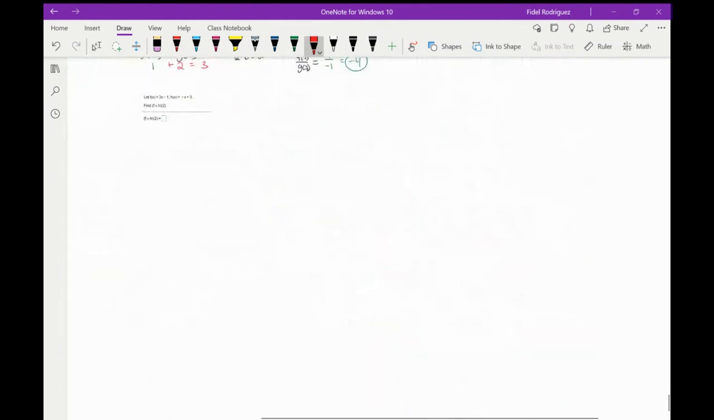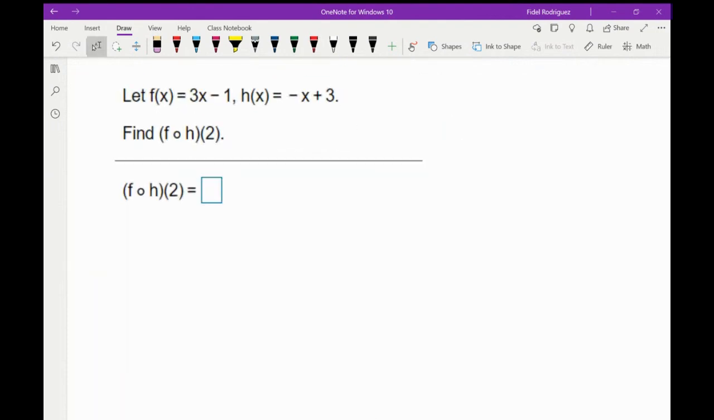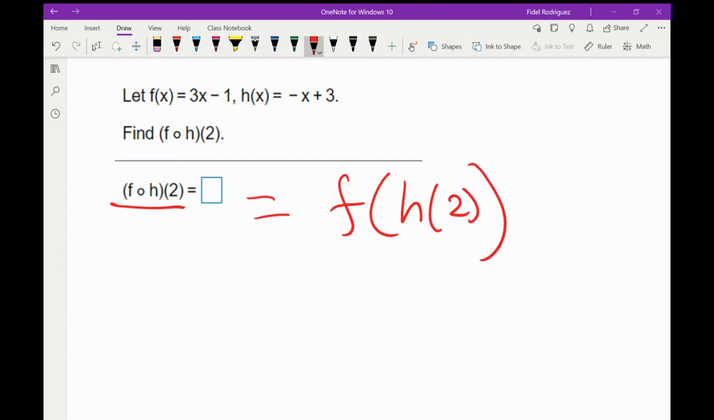So let me come back to, here we go, the problem that we got. Here's our problem. It has f of x equals 3x minus 1. h of x is negative x plus 3. We want to find f of h of 2. Okay, so just by using that little definition that I had earlier in the red box, what that really means for my problem here, y'all, this means I'm going to find f of h of 2. Okay, now just like when you have order of operations and you got parentheses, you always work from the inside out. I'm going to do the same kind of thing here, y'all.